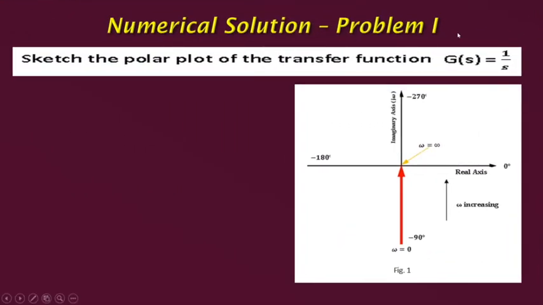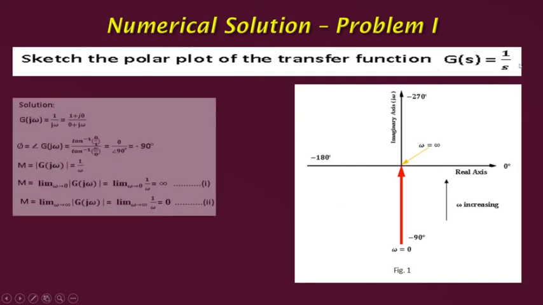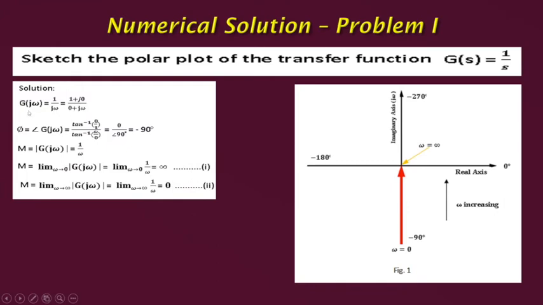Numerical problem 1. Sketch the polar plot of the transfer function G(s) equal to 1 by s. Then put s equal to j omega, so we get 1 by j omega, which is (1 plus j0) divided by (0 plus j omega). That means 1 is the real part in the numerator and j0 is the imaginary part. In the denominator, the real part is 0 and the imaginary part is omega.